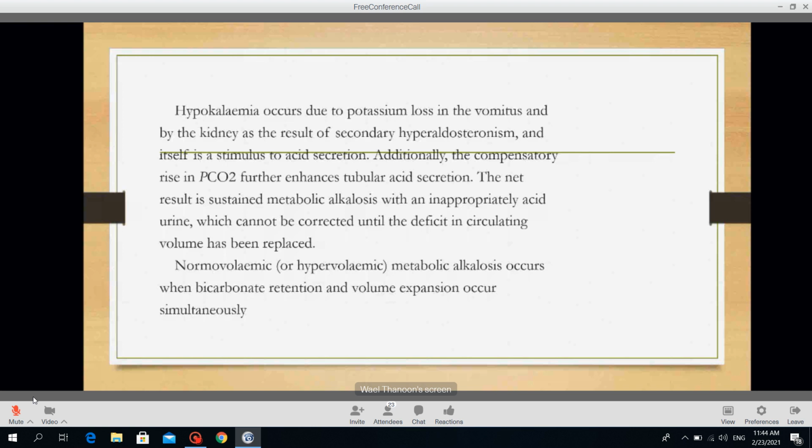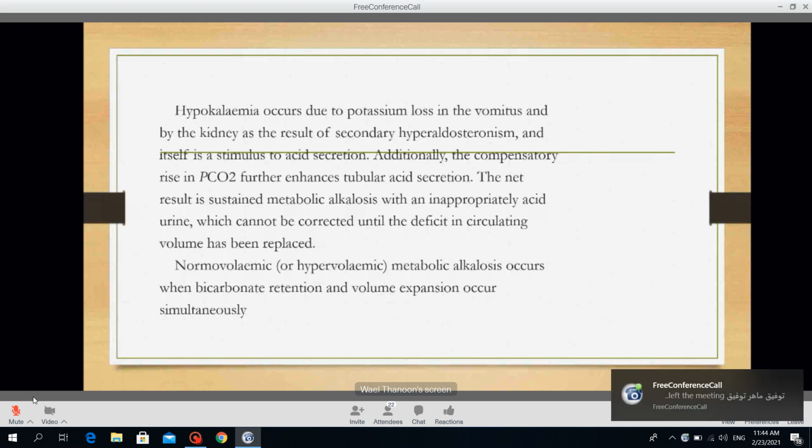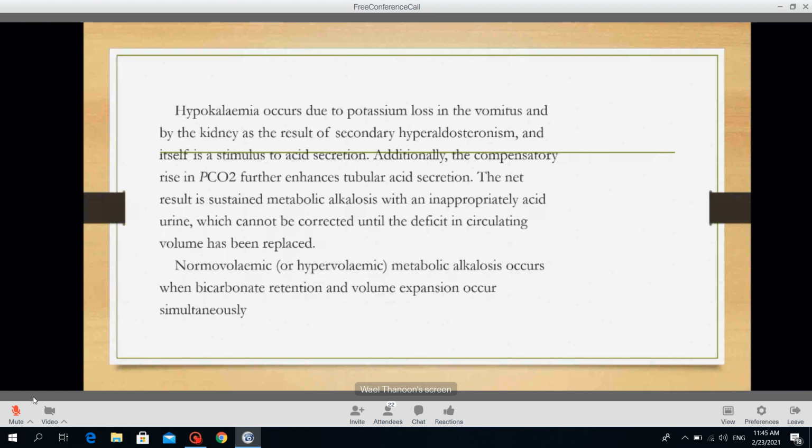Hypokalemia occurs due to potassium loss in vomitus and by the kidney as a result of secondary hyperaldosteronism, and it is itself a stimulus of acid secretion. Hypokalemia also increases acid secretion. So all these factors increase acid secretion in such patients. Additionally, the compensatory rise of PCO2 further enhances tubular acid secretion. That means the respiratory acidosis that tries to compensate will increase acid secretion by the tubules. The net result is a sustained metabolic alkalosis with an inappropriately acid urine, which cannot be corrected until the deficit in circulatory volume has been replaced. Here we give normal saline, which will correct much of it first.